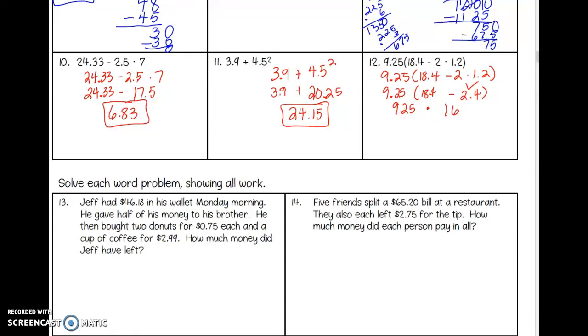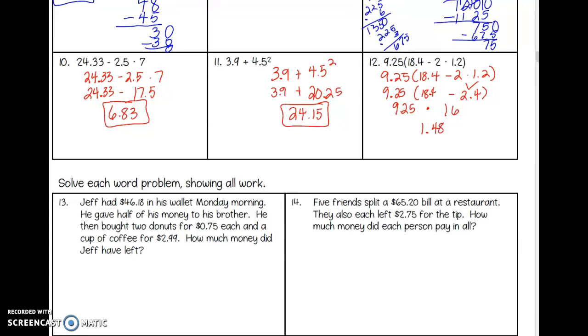Any number or letter next to parentheses tells me I'm going to multiply. So go ahead and do that. 9.25 times 16. What do you get? I need it verified. 148. Yep. Okay, and check that with your answer key.